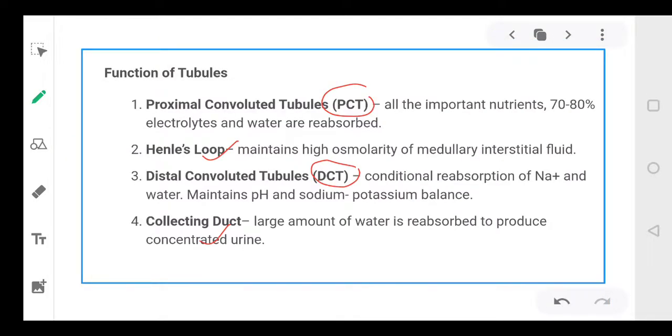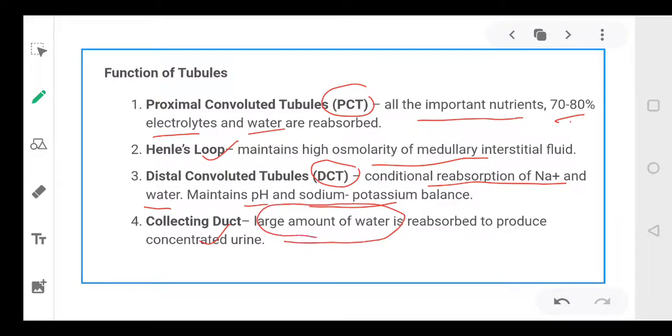So we can sum up in PCT. Most important your nutrients, 70 to 80% of electrolytes and water are reabsorbed. Henle's loop, osmolarity is maintained. Conditional reabsorption of sodium and water is there, and pH is maintained and the sodium potassium balance is maintained. Collecting duct में आपका large quantity of water is reabsorbed so that the urine can be concentrated.